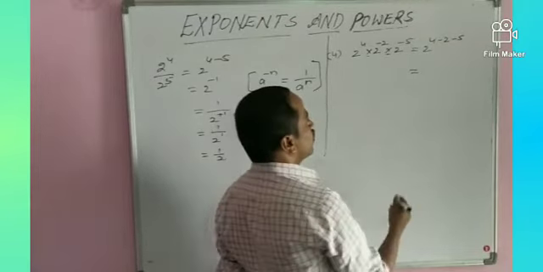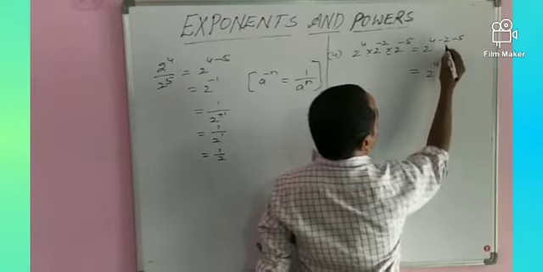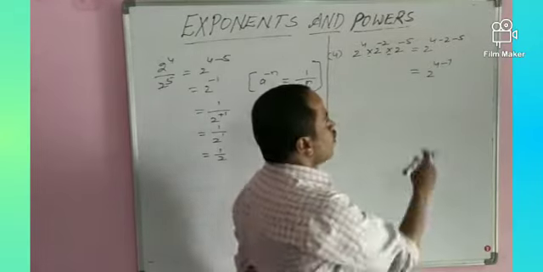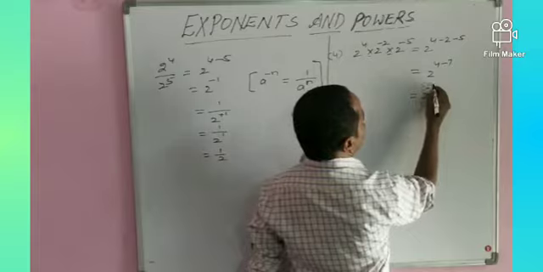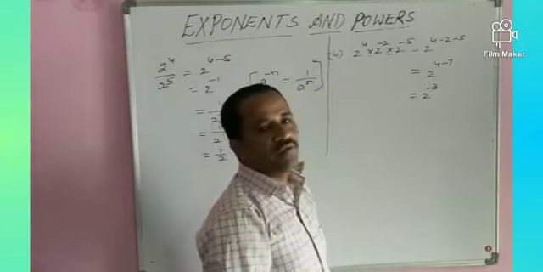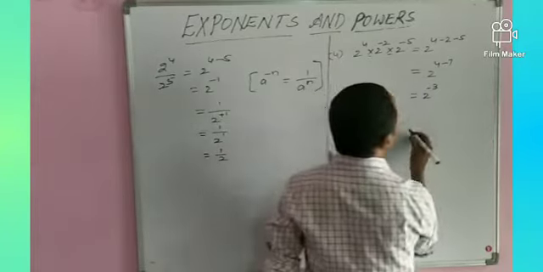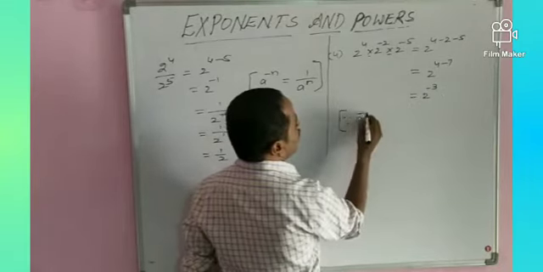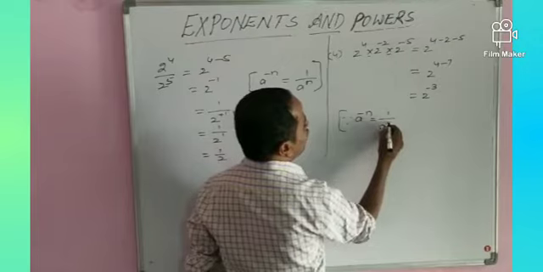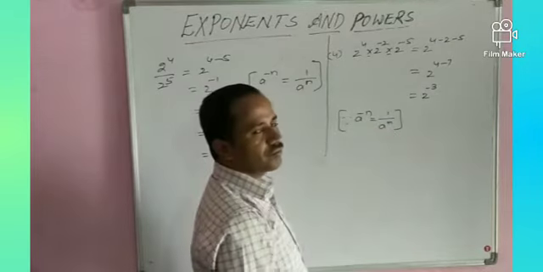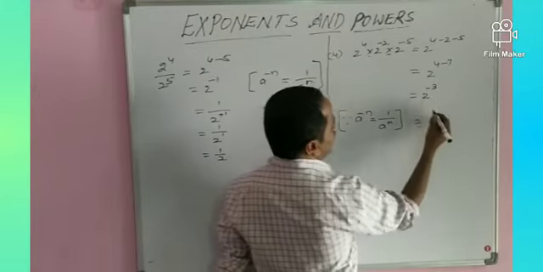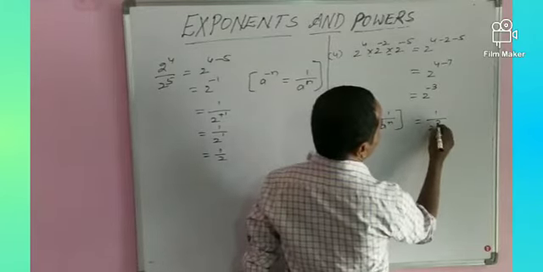2 power 4 minus 2 minus 5. What do we get? Minus 7 is there. 4 minus 7, we get 2 power minus 3. It is in the form of a power minus n is equal to 1 by a power n. So it is also in the form of 1 by 2 cube.